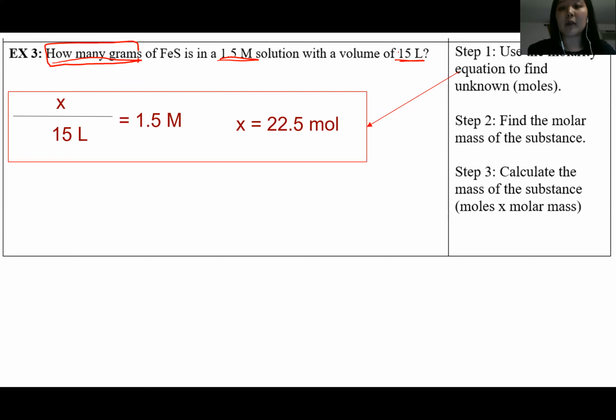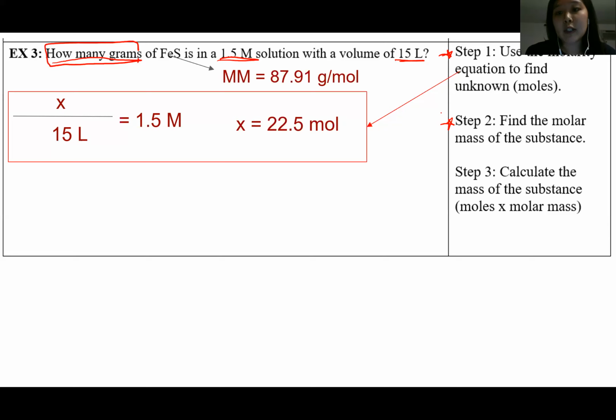So now step 2, like I said before, whenever you see the word grams in a problem for chemistry, you probably need to get the molar mass of the substance. So let's solve for the molar mass of FeS. You add Fe and S, and you get 87.91 grams per mole.